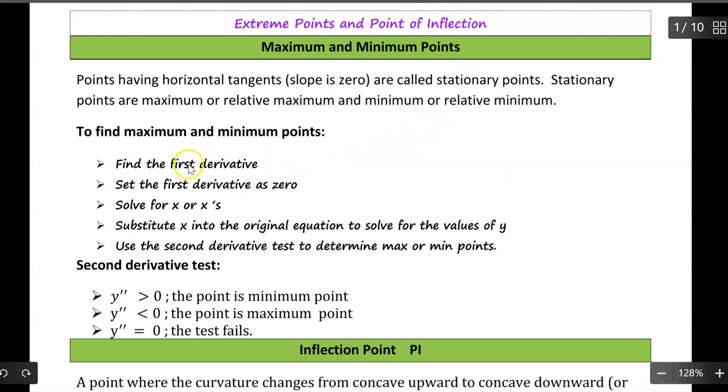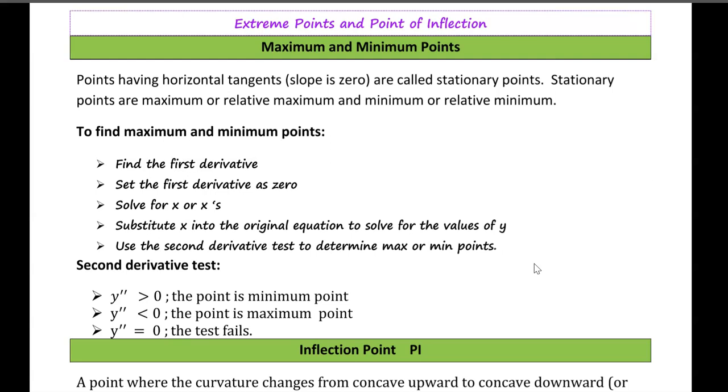So to find a maximum or a minimum point, you will be given a function to work with, then you find the first derivative of that function. Then you set the first derivative equal to 0. Why do you set the first derivative equal to 0? Because the derivative of a function means you are finding the slope of the line tangent to the curve at that given point. So if you have the slope equal to 0, it means this tangent is a horizontal line, right?